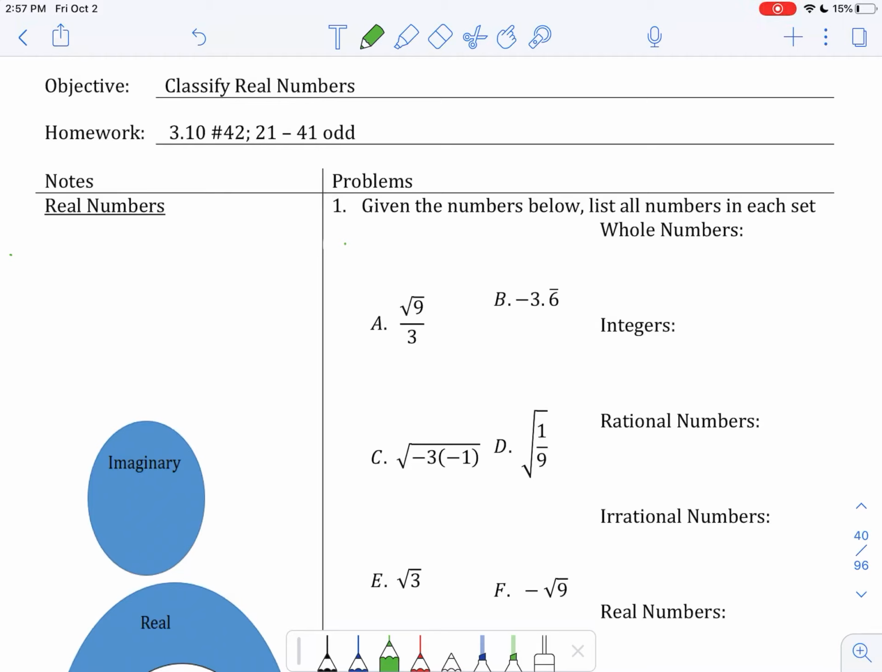Welcome to your last lesson of the week. We are going to be talking about classifying real numbers, so make sure you've got all your materials out and ready to take notes so we can get started.